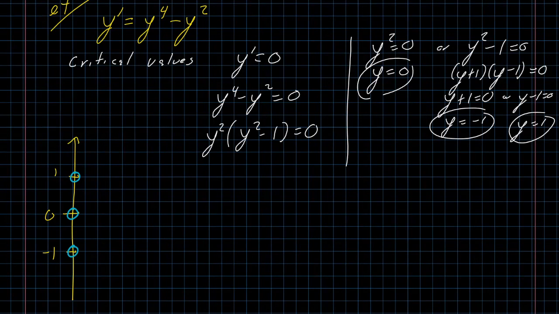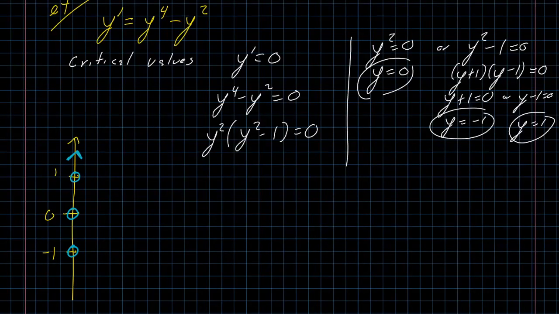And doing the thing that you do so often in calculus when you look at critical values, these divide the y-axis into a couple of ranges. I want to plug in a value in each of those ranges and see what happens. All right, so something bigger than 1, like maybe 2. Well, 2 to the 4th is 16. 2 squared is 4. 16 minus 4 is 12. But the thing that matters is that that's positive.